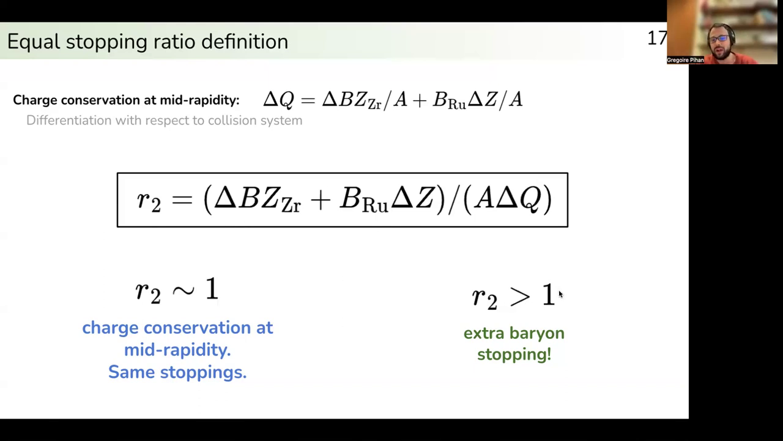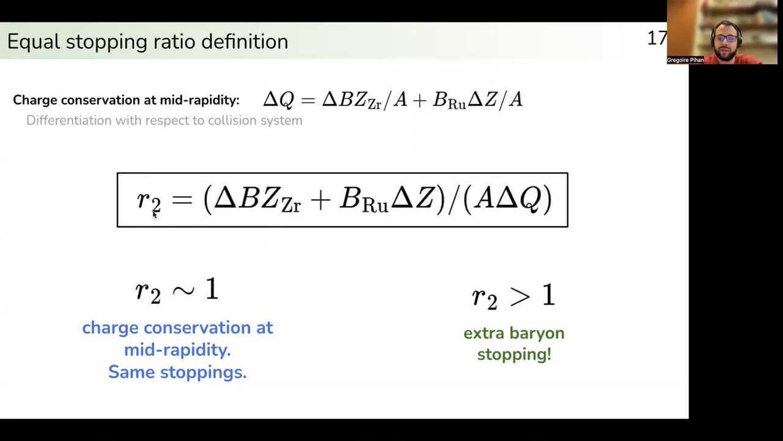And if it's larger than 1, then we have more baryons than we expect, because this is at the denominator. And if it's smaller than 1, we have fewer baryons than we expect. And this is, where does that come from?